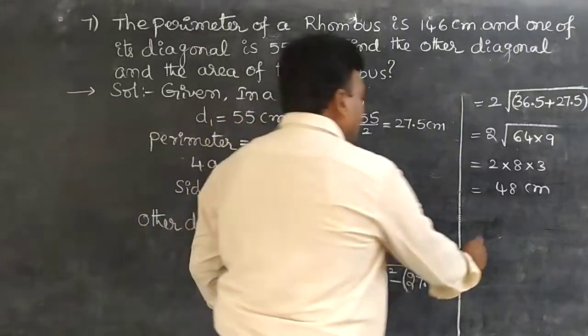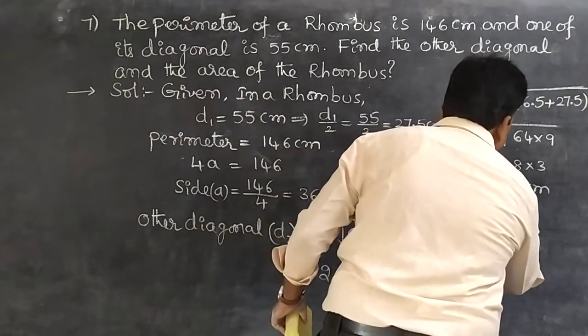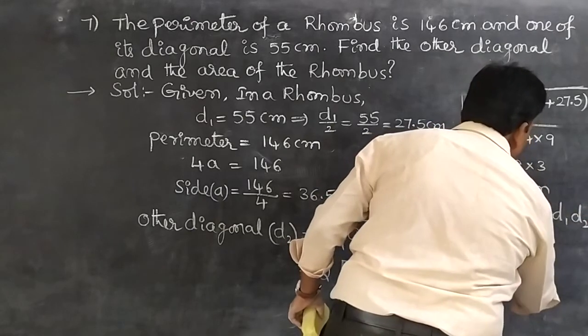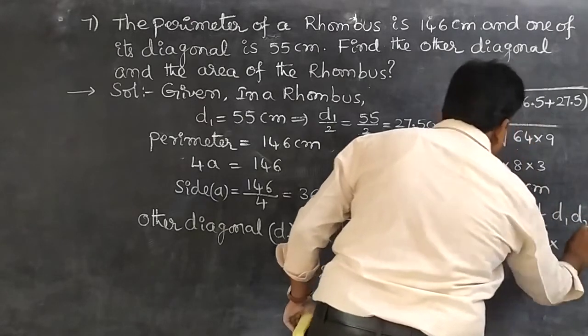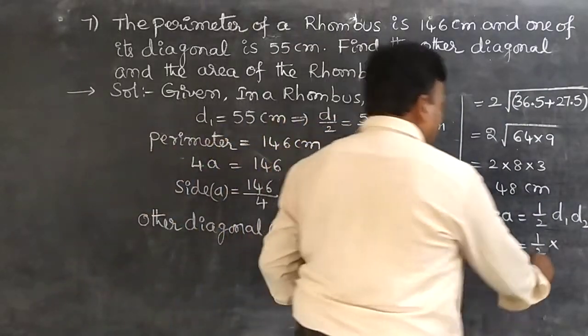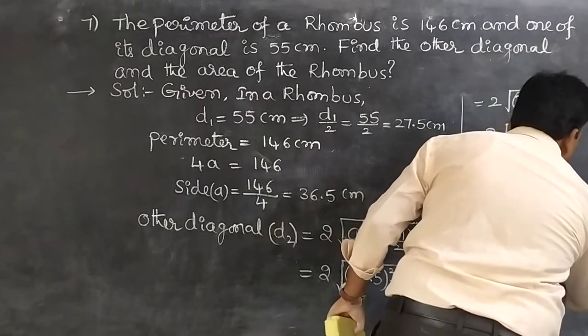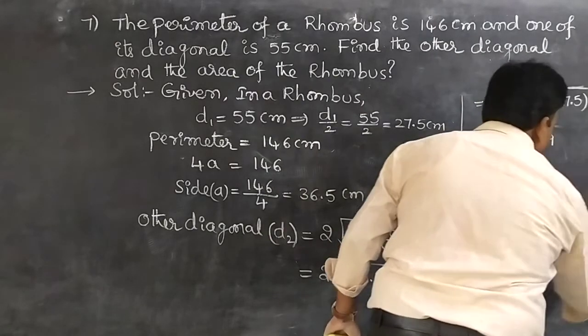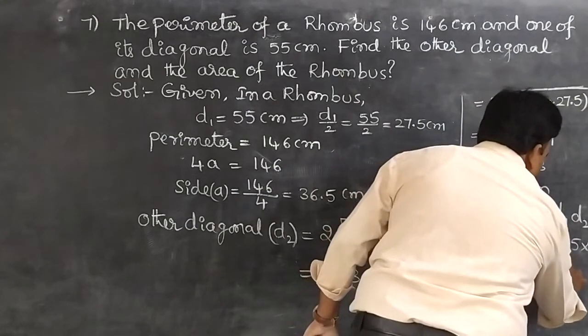Okay, here we find the area. So the area of a rhombus equals half D1 D2. It becomes half into D1 value, which equals 55, and D2 value, which equals 48. So 55 into 48. Okay, strike it off: 2 2 is 4, 2 4 is 8. It becomes 55 into 48.